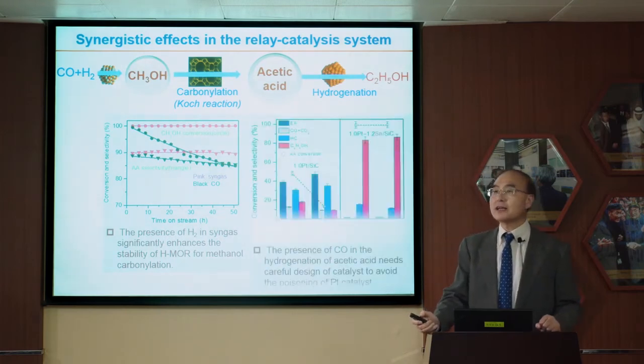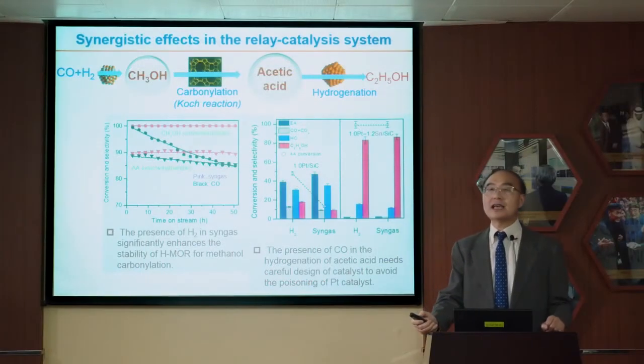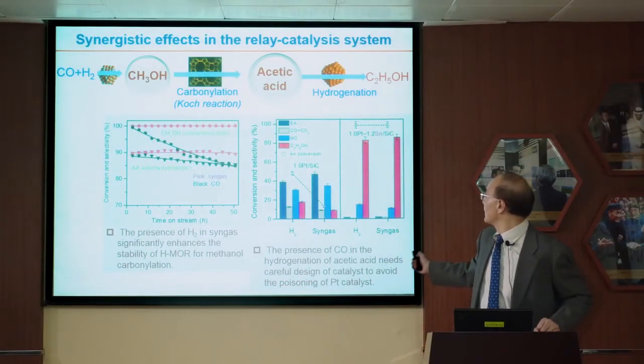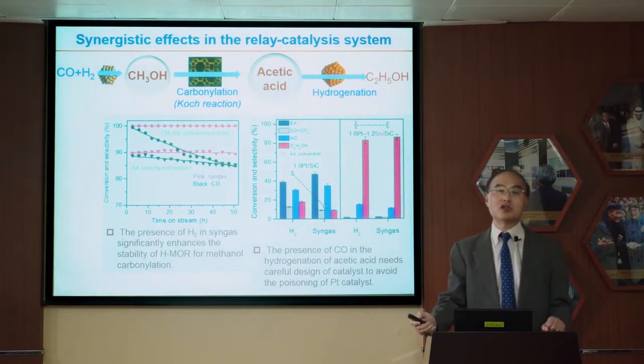We also found that the presence of CO in the hydrogenation reaction poisoned the supported platinum catalyst, and the addition of tin in the catalyst could avoid the catalyst poisoning by weakening the CO chemisorption.